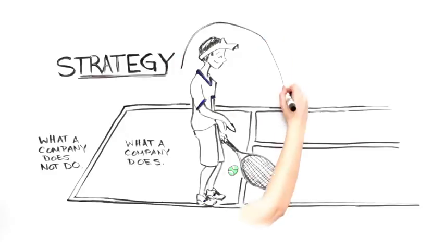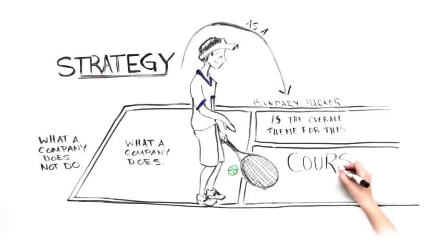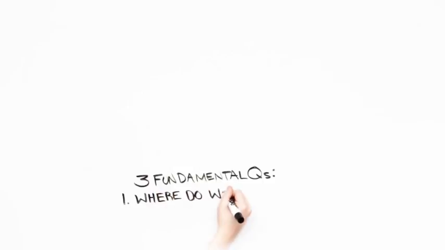Now, the whole idea of strategy as a boundary marker really is the overall theme for this course. So in this course, we want to think about strategy as a set of boundaries of what the company will and will not do. And these boundaries are defined by the answers to three very basic, very fundamental questions that I'll discuss one at a time. First, where do we compete?